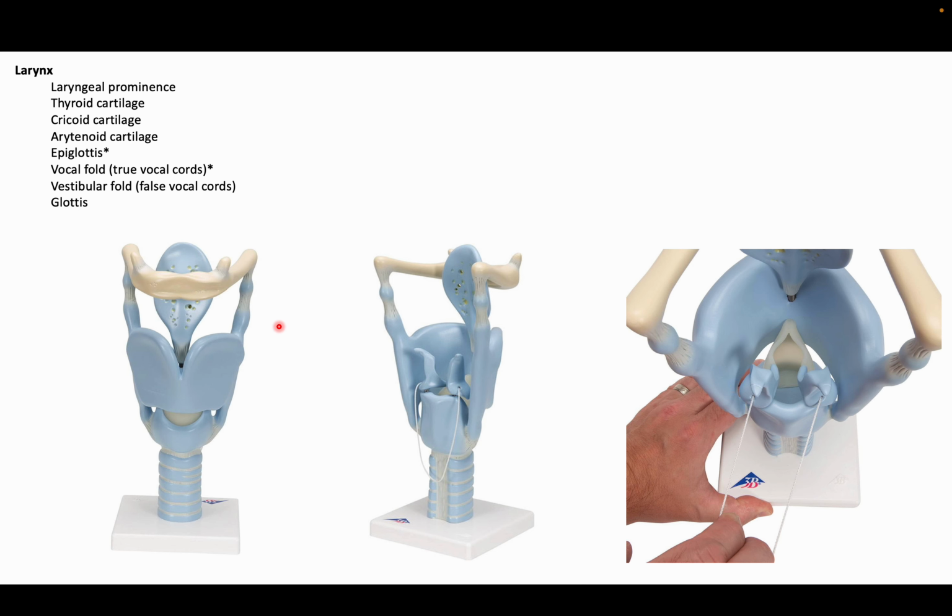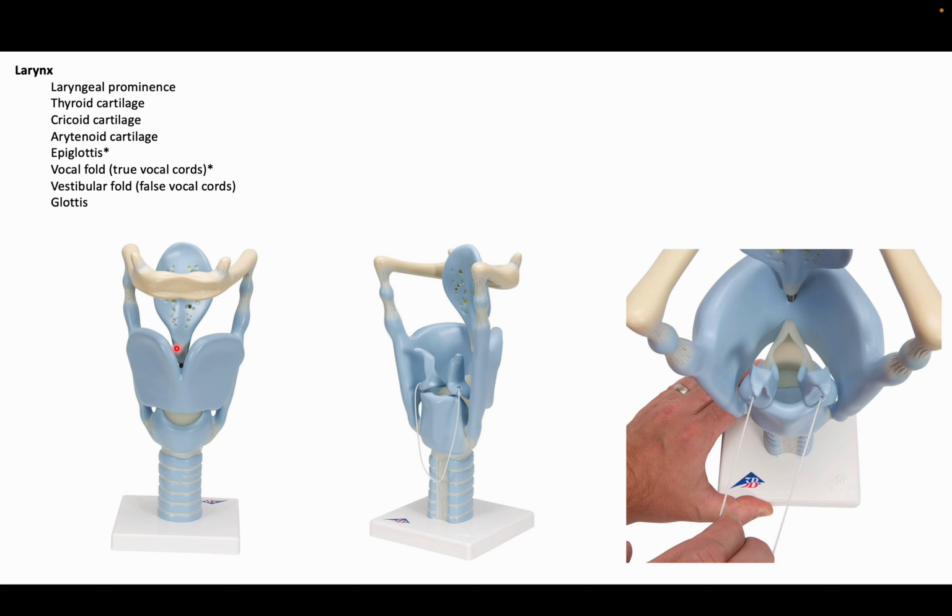If we take a look at the larynx, which is also known as our voice box, we can see the hyoid bone right here, which we studied before. This structure right here in the middle, this is the laryngeal prominence. This is the portion of the voice box that protrudes out. And in men, it's usually deeper than in women because of the testosterone hormone. This is the laryngeal prominence.